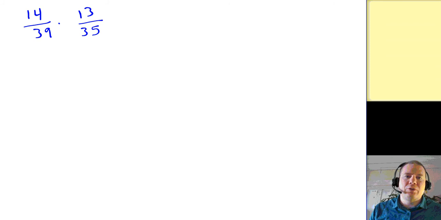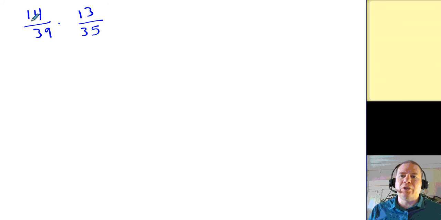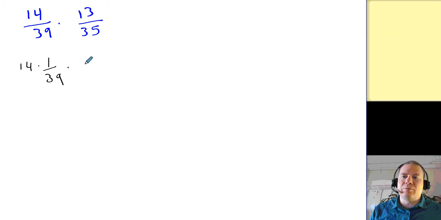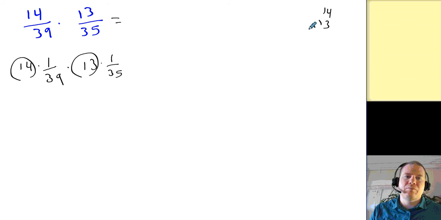One approach, the traditional approach, is to associate the numerators with each other and the denominators with each other. 14/39 times 13/35. I'm going to associate the 14 and 13. 14 times 13. 3 times 4 is 12. 3 plus 1 is 4. 182.